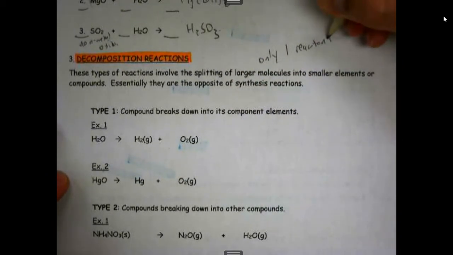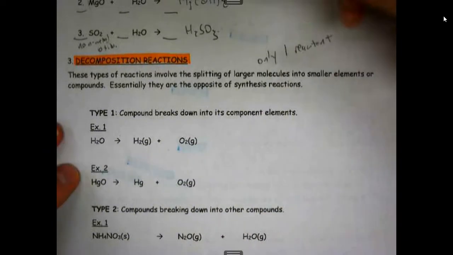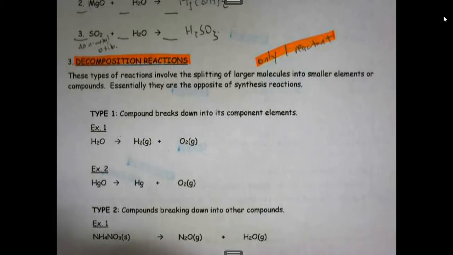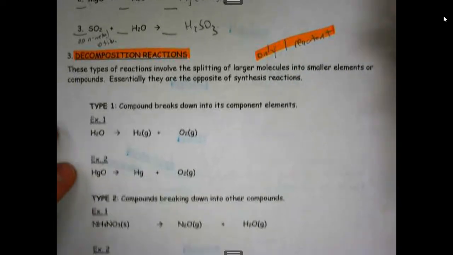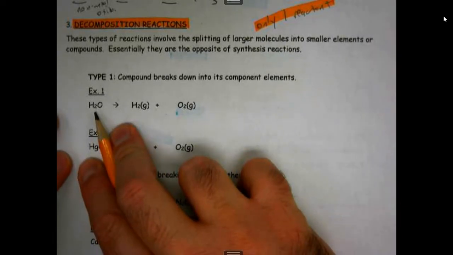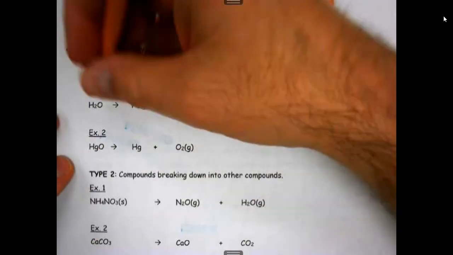So anytime you only see one reactant, you know that it's going to be a decomposition reaction, no matter what the reactant is. Although I guess it can't be an element. All right, so here's water. We're going to decompose it. Now, the way that this is usually done is you do something which is called electrolysis.